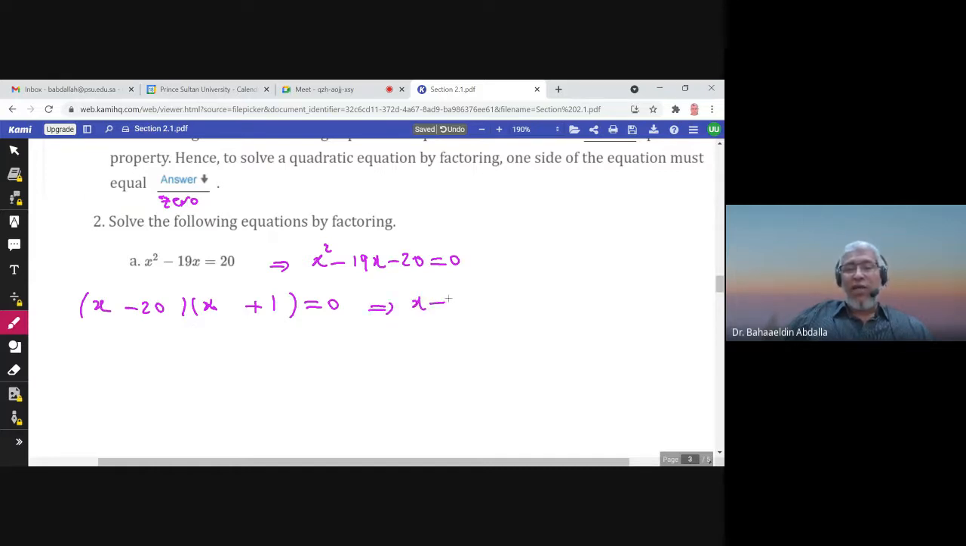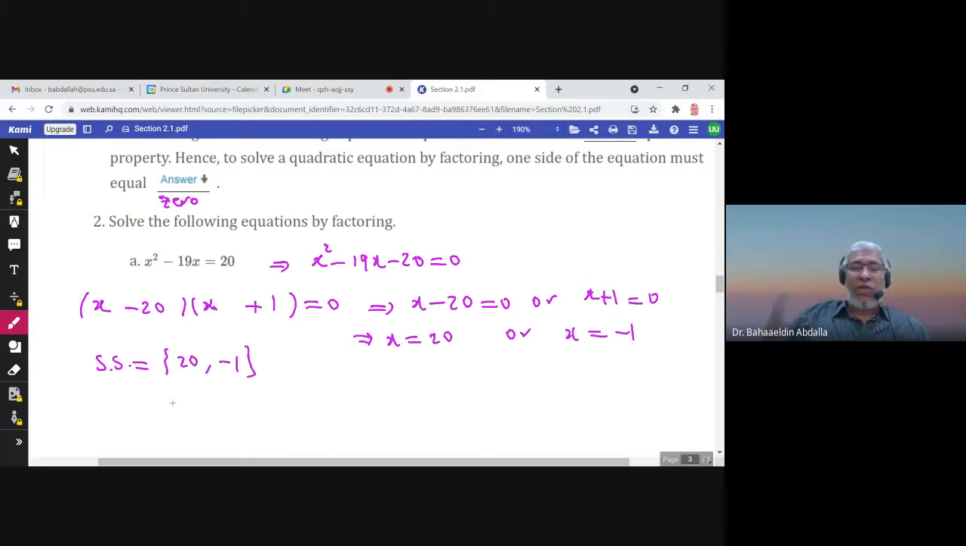So, using the zero product property, either x minus 20 is 0 or x plus 1 is 0. So either x is 20 or x is negative 1. These are the solutions of this quadratic equation.